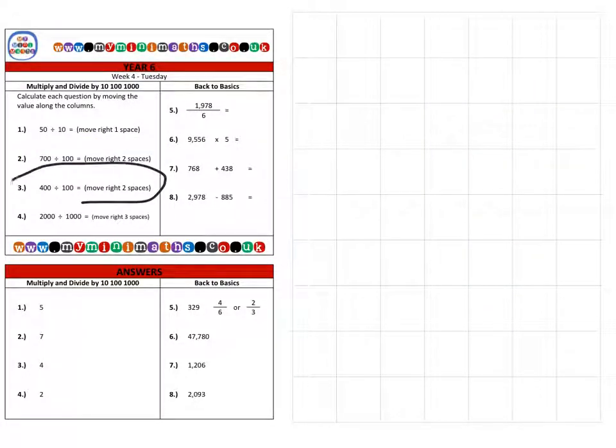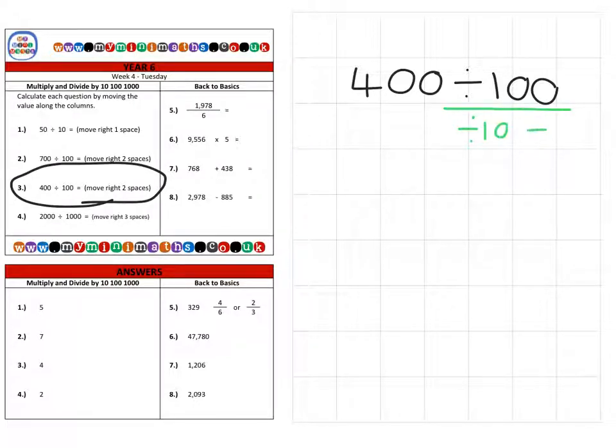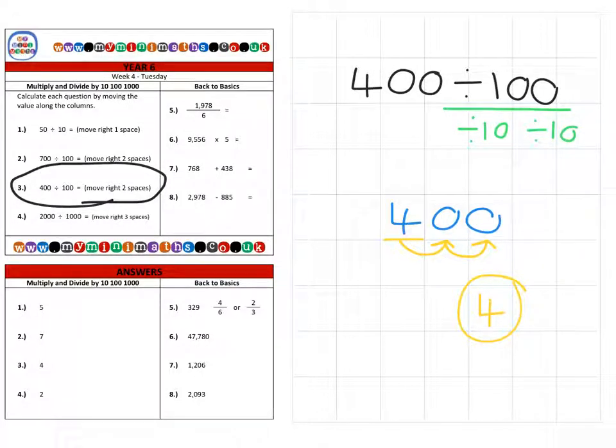And next, question 3, which is 400 divided by 100. Again, looking at it purely from a written point of view, just to see how the digits are affected when we divide by 100. So it's dividing by 10 and divide by 10 again, so that's two spaces smaller. So if we take our 400 and we move the 4 two spaces, our 4 finishes in our units for a final answer of 4.